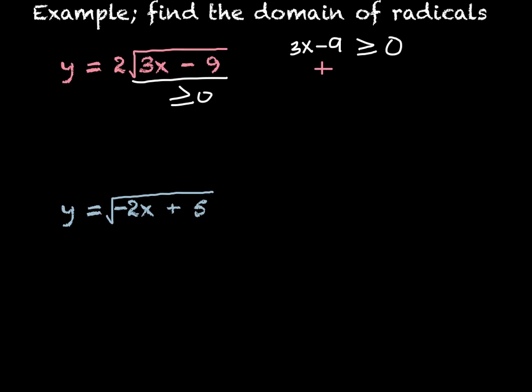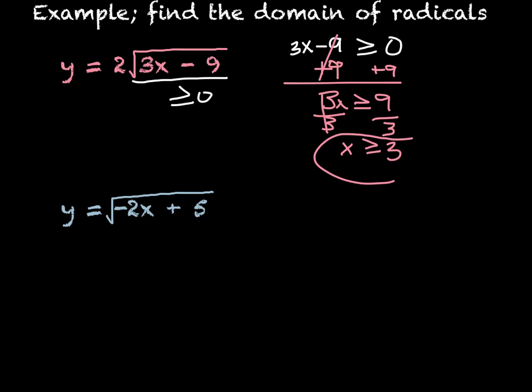So I'm going to add 9, giving me 3x is greater than or equal to 9. Then I divide by 3, and x is greater than or equal to 3. So I know that I can't put 0 in for x because x has to be bigger than 3. So that's how you find your domain.